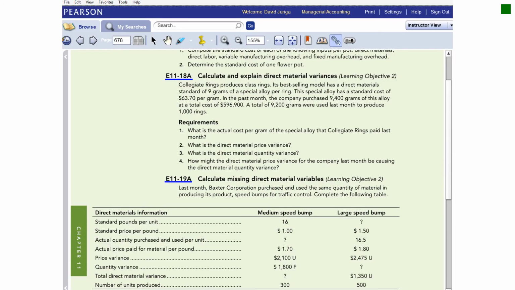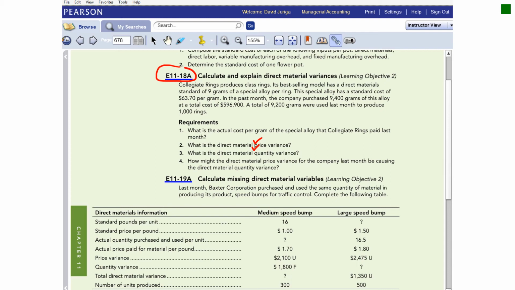All right, I'm going to give you another example illustration on direct materials. This is exercise 11-18. We're going to be doing both the price and the quantity, and then talk a little bit about what could be causing any sort of variance here. So again, look at the problem. It says this is a collegiate ring.